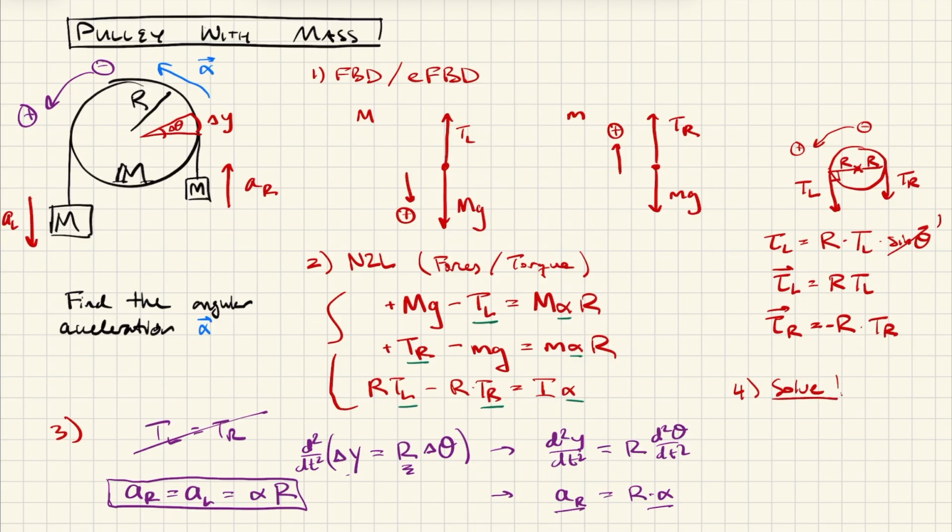Okay, and so what we see is that when we're solving problems with pulleys that have mass, we lose one constraint here. We can no longer say that the tensions are equal, but we gain a new constraint in the form of the right-hand side of the equation here. We know that the angular acceleration is related to the linear acceleration. So we're kind of net neutral on how many constraints we gain and lose.